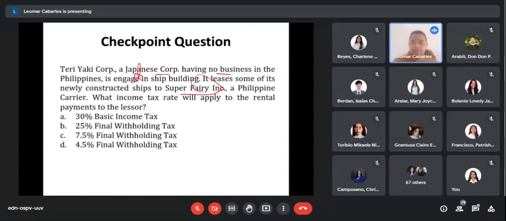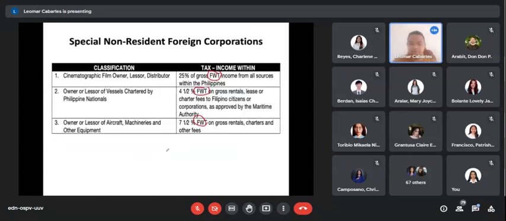No? Pag si Super Ferry, no? Nagbayad ng rental payments doon kay Japanese Corp, Teriyaki Corporation. So the answer is 4.5% final withholding tax. Okay? So ito yan, no? Vessel kasi siya doon.